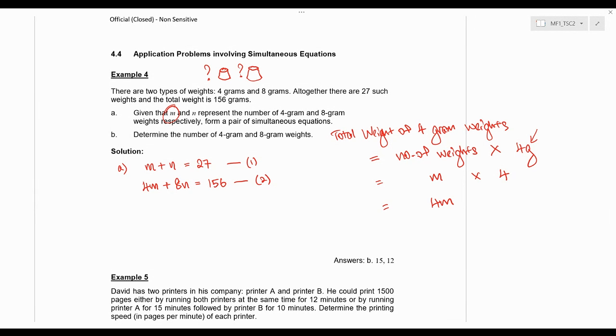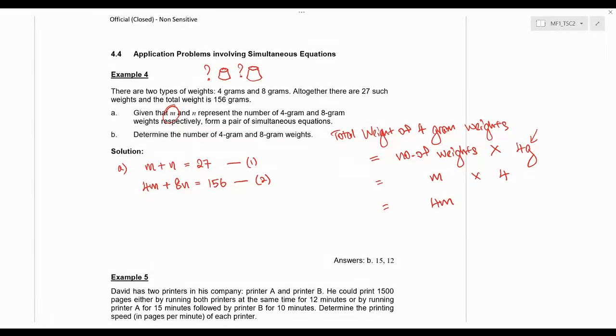But for the second equation, it is not just counting the number, it is to count the total weight, right? Essentially, it is 4 plus 4 plus 4 plus 4 until the number of 4-gram weights are counted, and then you plus 8 plus 8 plus 8 plus 8. And this total sum would give you 156 grams. So when you're counting the 4-gram weights, you're counting as 4 gram plus 4 gram plus 4 gram, and then the 8 gram will be 8 gram, 8 gram, 8 gram. You're adding all these weights together, the final number will be 156.